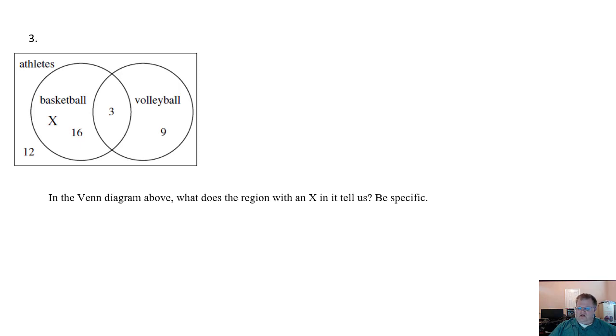The intention of this question is to review Venn diagrams, specifically how to read them, while in this case I'm identifying specifically what X is. So I'm going to go ahead and answer that, and then I'm going to talk a little bit about some other things that we can read off of this particular chart. So X means the 16 people who play basketball but not volleyball.